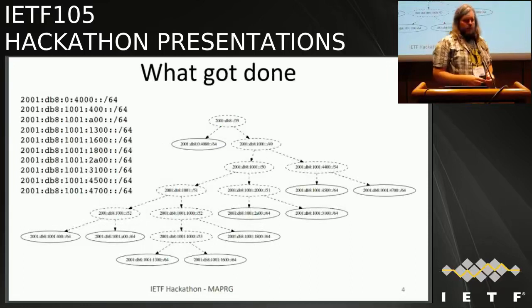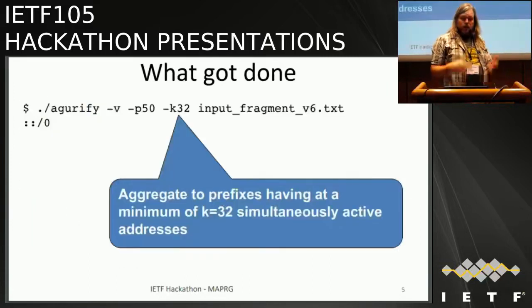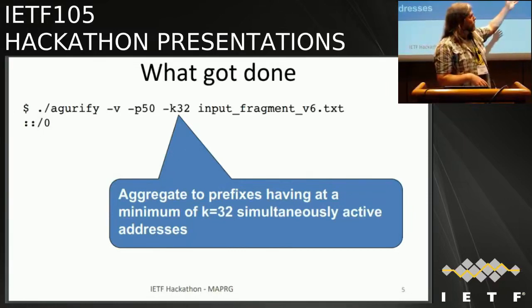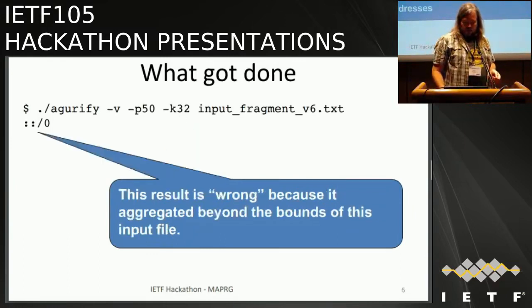So what we got done. Imagine you have a set of active addresses. Here's 10 IPv6 /64s, and you can punch them up into one of these trees that are commonly used. It's kind of like a routing table. So we put them in the tree. The leaf nodes are all those active addresses. And then we run some operation, which I call Agurify, which aggregates them in some useful way based on your selection criteria. Like, let's say I only want aggregates that represent at least 32 of those active users.